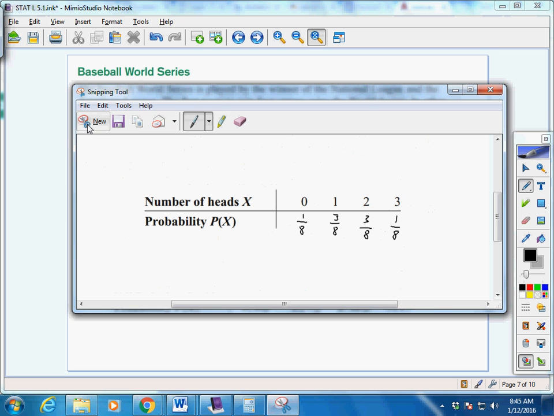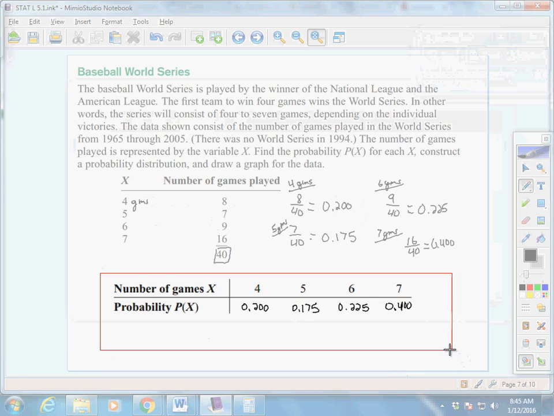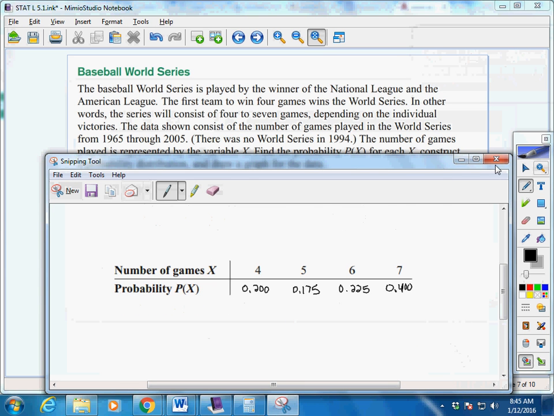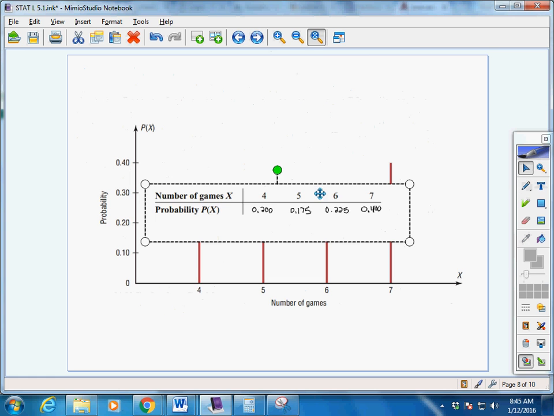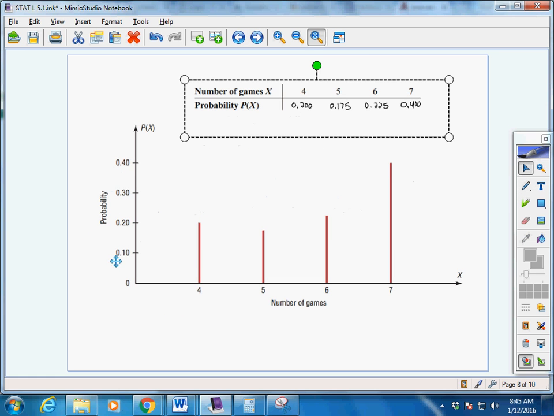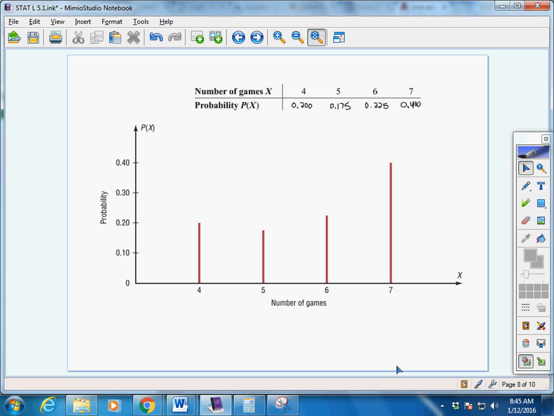Now, it wants us to graph it. And again, this is going to go on our x-axis, our random variable x, the number of games played, and our probability is going to go on the y. So if you look here, probability on our y-axis, number of games on our x-axis. Probability of playing 4 games, about 0.2, a little bit less than 0.2, 0.225, and then 0.4. So just 2 different ways to see the same types of probability, to see the probability distribution.